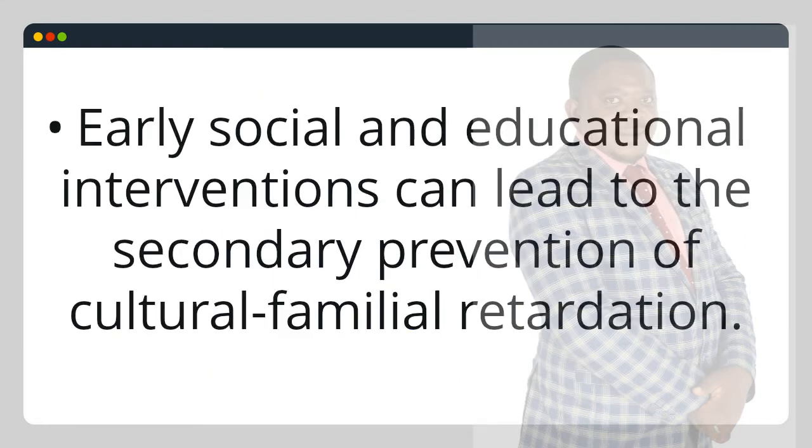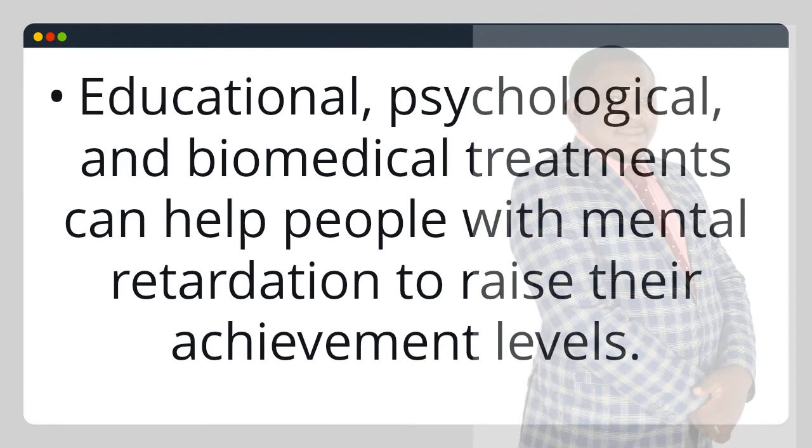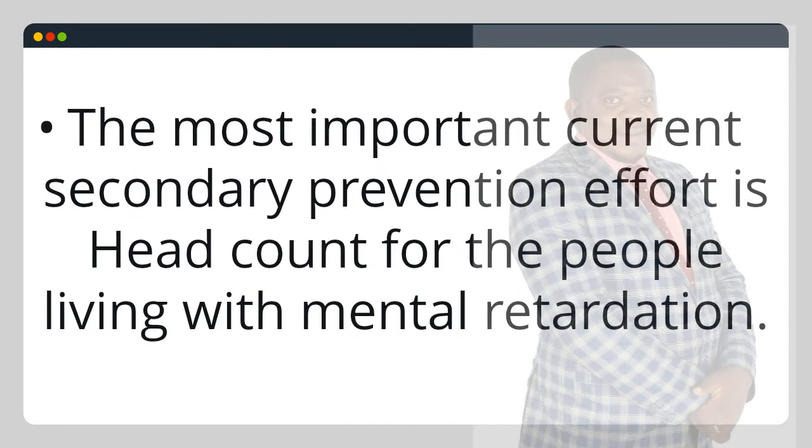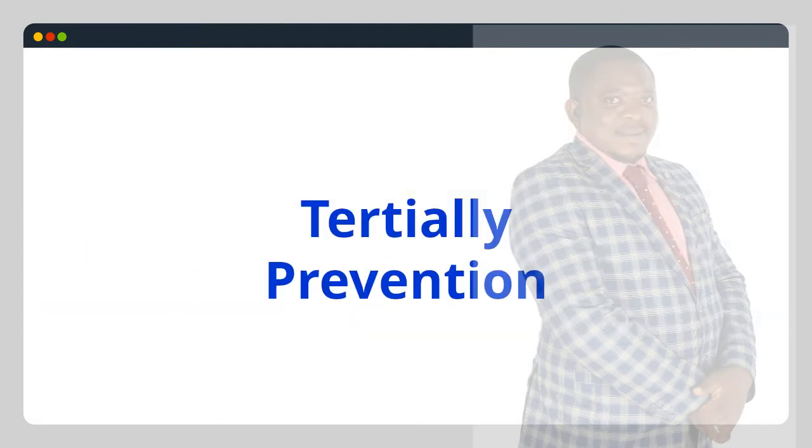Secondary prevention. Early social and educational interventions can lead to the secondary prevention of cultural familial retardation. Educational, psychological, and biomedical treatments can help people with mental retardation to raise their achievement levels. The lives of people with mental retardation can be normalized through mainstreaming in public schools and promoting care in the community. The most important current secondary prevention effort is head count for the people living with mental retardation.